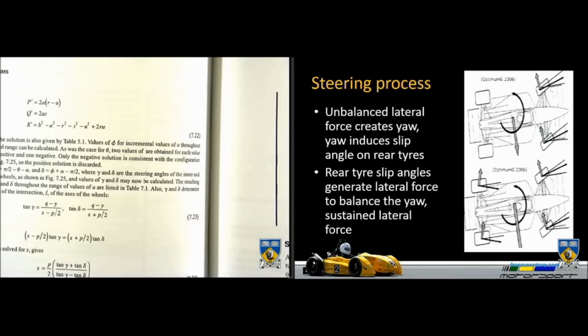So as the rear tyre then begins to generate a lateral force to balance the yaw, this is when you get your sustained lateral force. And a good part of vehicle design is making that transition phase as small as possible such that the car's in the sustained lateral phase, and it's quite predictable and easy to model through that.